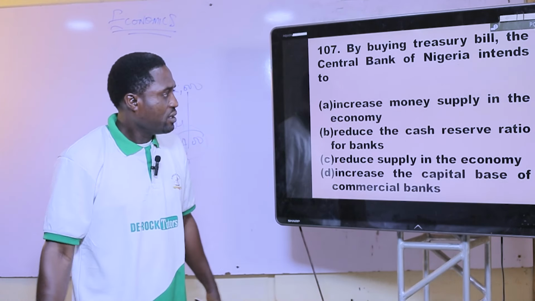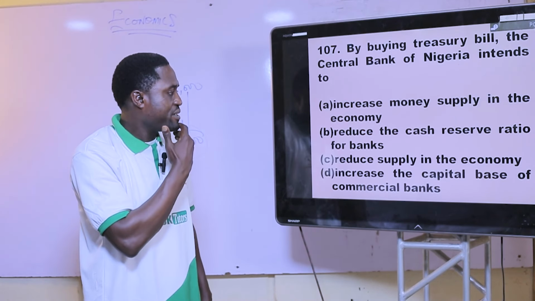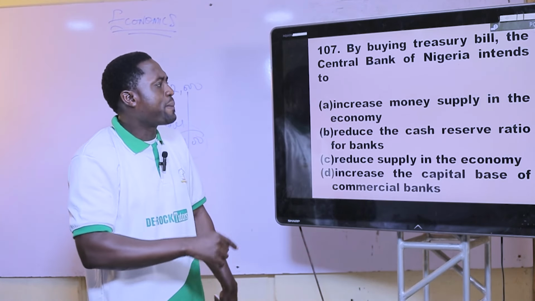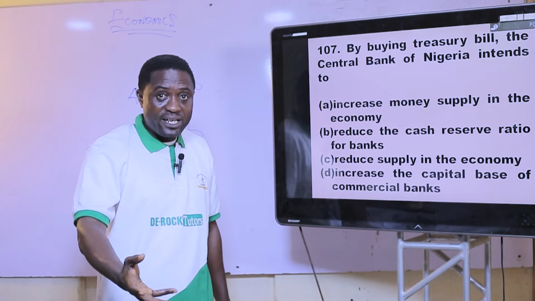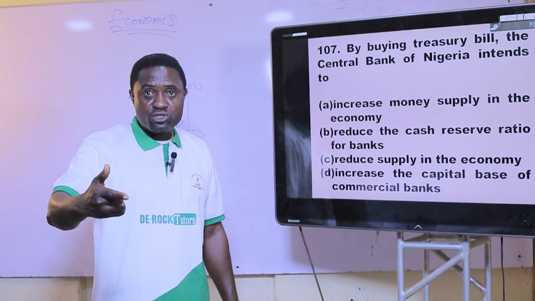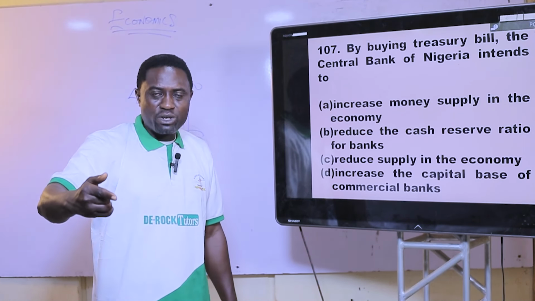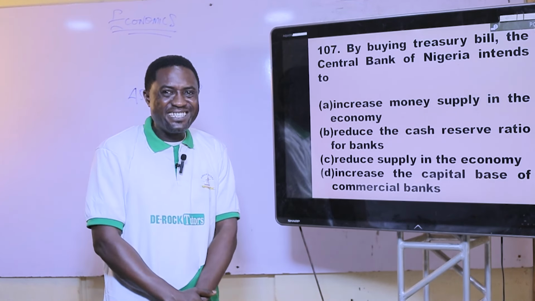That's the answer. The other options: reduce the cash reserve ratio for banks, reduce supply in the economy, increase the capital base of commercial banks. But it will increase the money supply. If they buy treasury bills, automatically they will pump money into circulation, and when they pump money into circulation, there will be an increase in money supply. And that is option A: increase money supply in the economy.